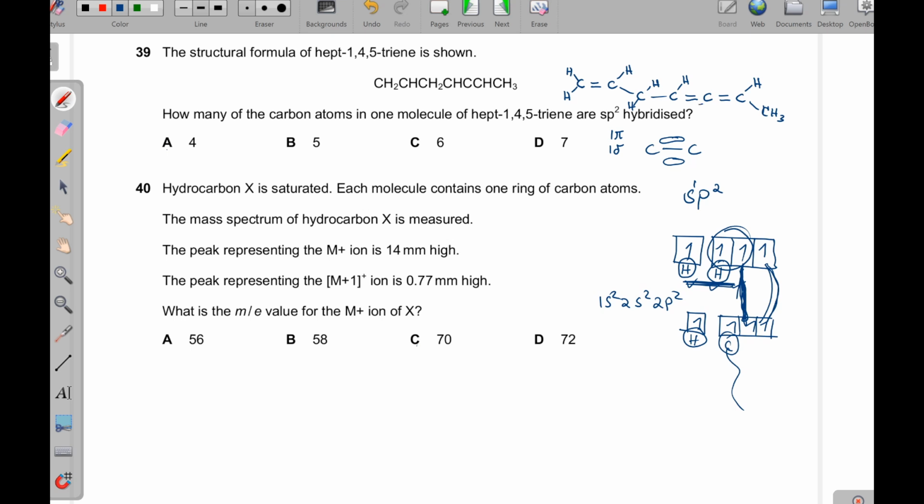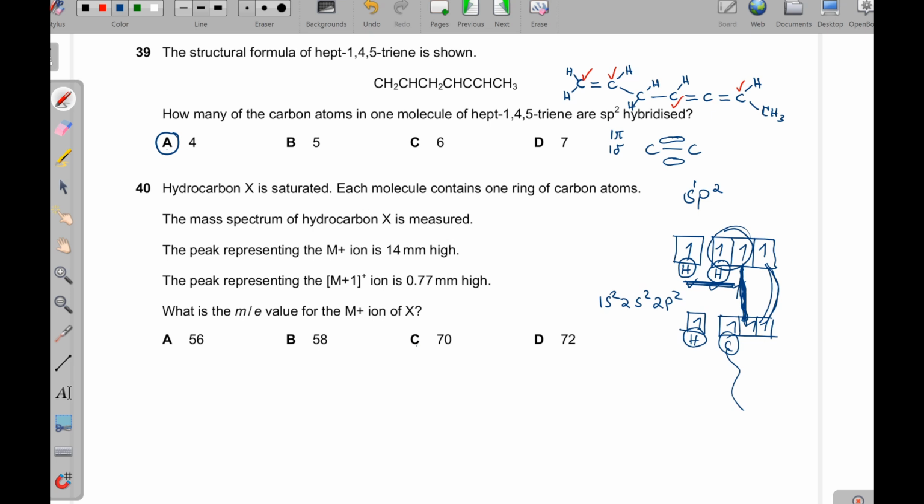That's why we call it sp2. Now, for this one here, it overlaps this way and also this other side. So it has 2 pi bonds. For us, we are looking for 1 pi bond. So that means it is this carbon here, and this one, and then together with this, but not this one here. So how many are those? There are 4. That means our answer becomes A.